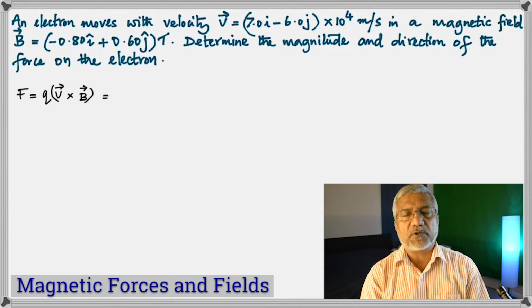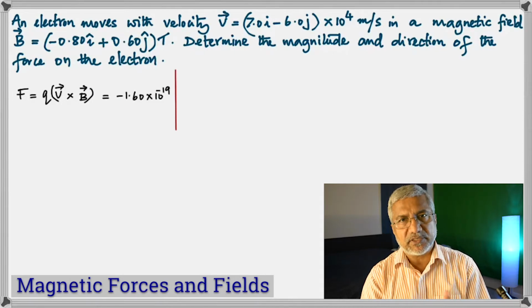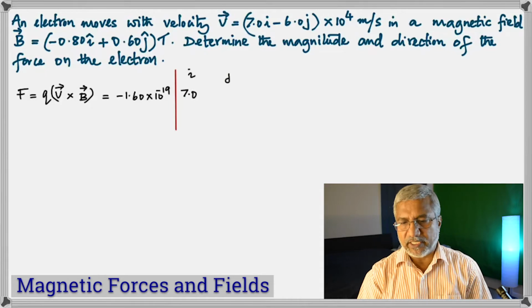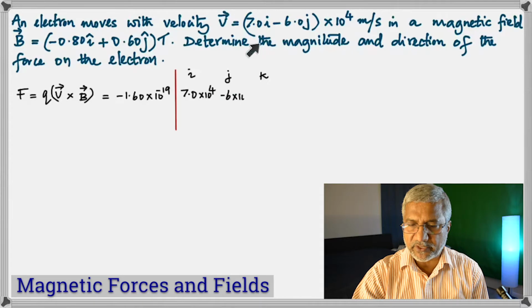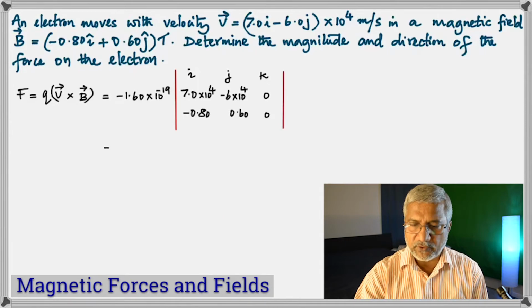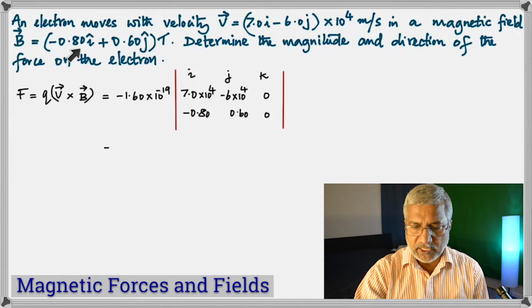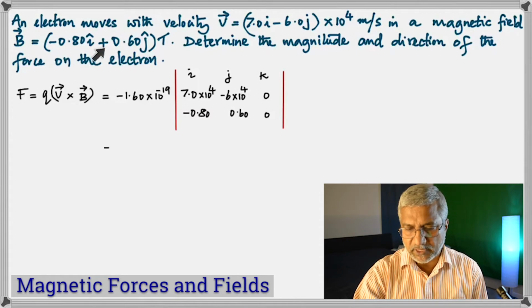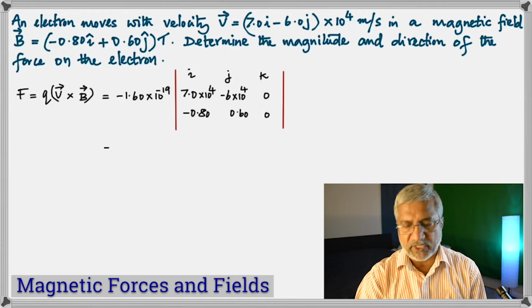And to take the cross product, we write it or represent it in terms of matrices, which is what I'm doing now. So you have the I, J, K, and if you look at it carefully, I is 7 times 10 to the 4, and J is negative 6 times 10 to the 4. That's for velocity, and then for B, it's I is negative 0.80 and J is 0.60. So that's what I've written there. And both of these do not have the K vector.